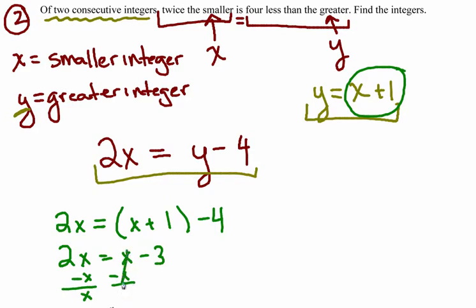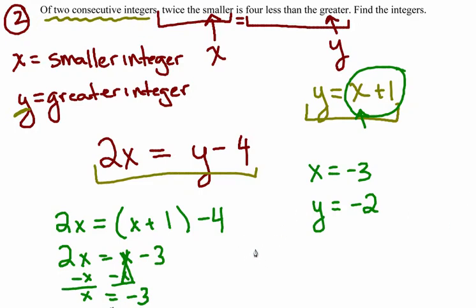On the right-hand side, they cancel. On the left, we had 2x minus x, so we just have 1x left, and that comes out to negative 3. If x equals negative 3, remember that y is just one more than that, which means that y must equal negative 2. Let's check that back in our original equation.